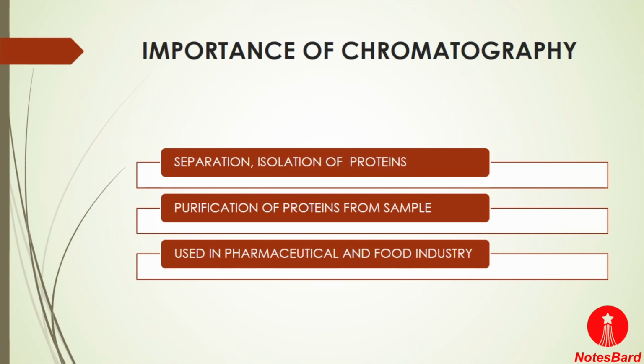Chromatography is also used in the pharmaceutical industry and food industry to separate different types of food pigments, and in the pharmaceutical industry it is used to separate different components from a mixture to find the desired components. So these are the importance of chromatographic methods in the field of molecular biology and some other fields.